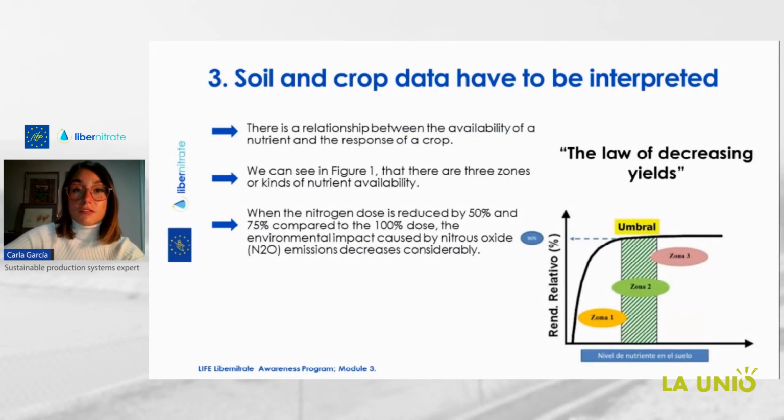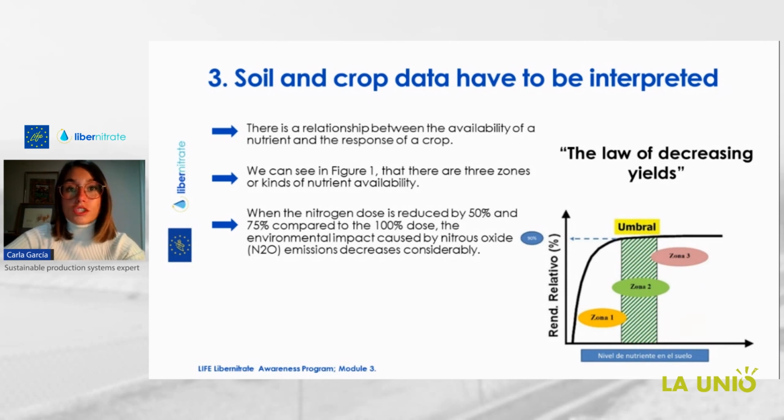Soil analysis information needs to be interpreted to plan an improvement to the fertility of plots. Field trials establish the relationship between each variable that estimates the availability of a nutrient and the response of a crop to the addition of a nutrient. We can see in Figure 1 that there are three zones or types of nutrient availability.